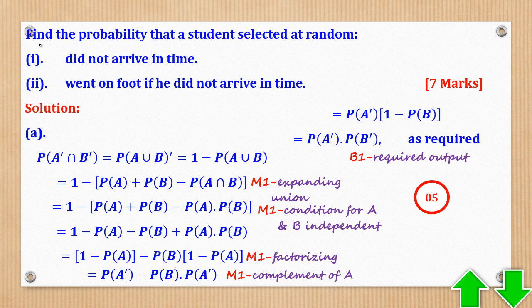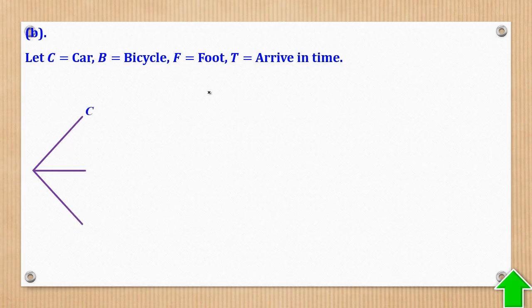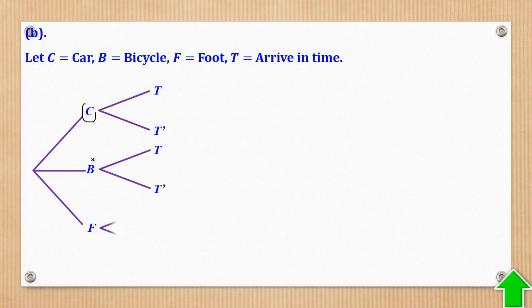Then here they said, find the probability that a student selected at random did not arrive on time, and 2, went on foot if. Do you see this word if? It means it's a conditional probability. If he did not arrive in time. So here, if there are conditions, it's better we use a tree diagram. So it's probability of using a car, bicycle, foot, and arriving on time, not on time, on time, not on time, on time, not on time.